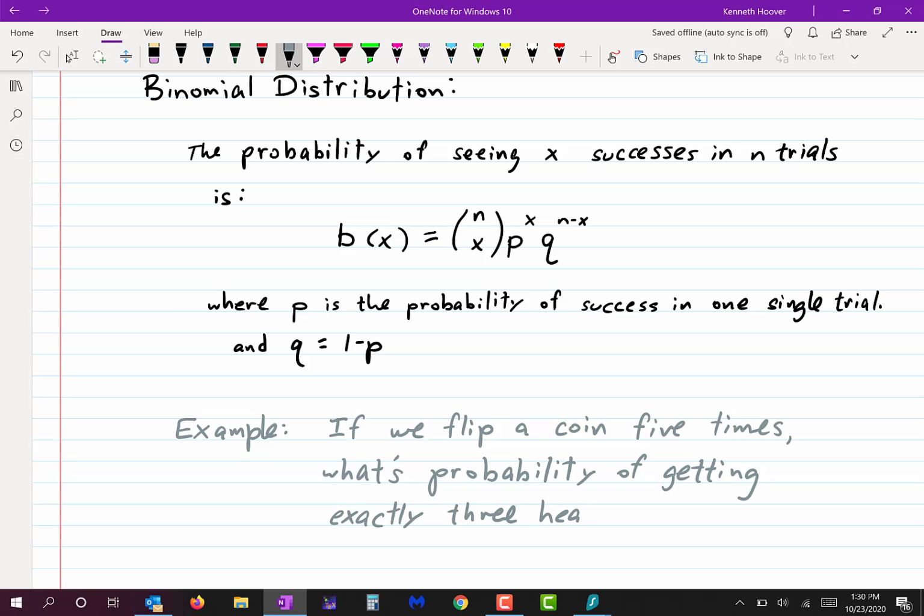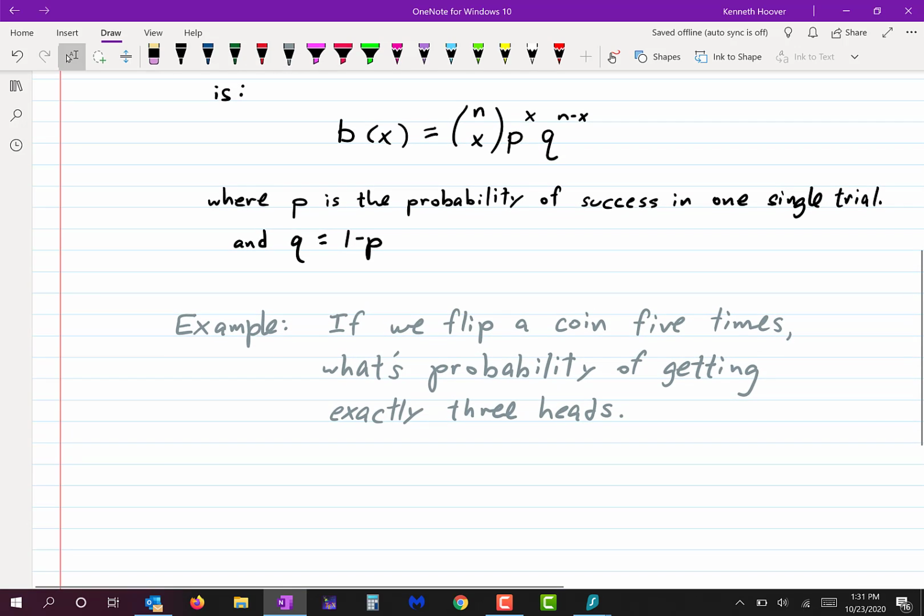You see what I'm saying? And so in this case, we are calling a heads by the word success. And so I'm saying, what's the probability of getting exactly 3 successes? So in other words, b of 3. Okay. So how many trials are we doing? Well, it says flip a coin 5 times, so we're doing 5 trials. What is x in this case? It says exactly 3 heads, so x is 3.